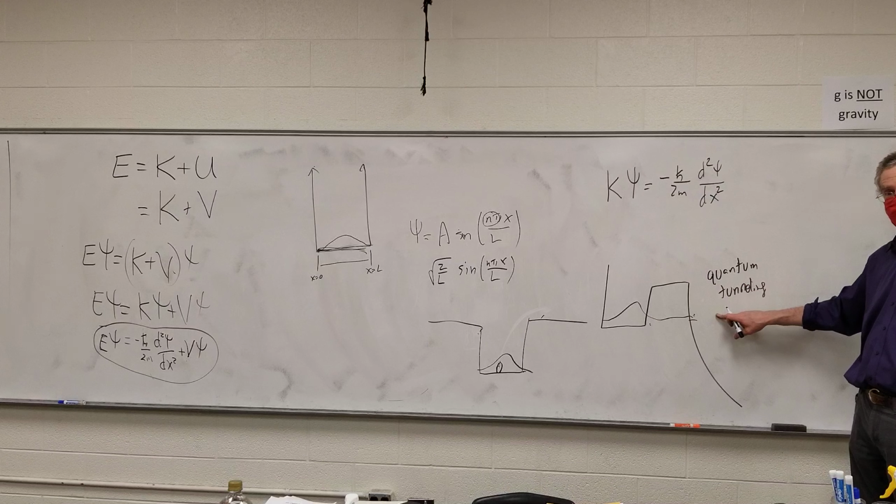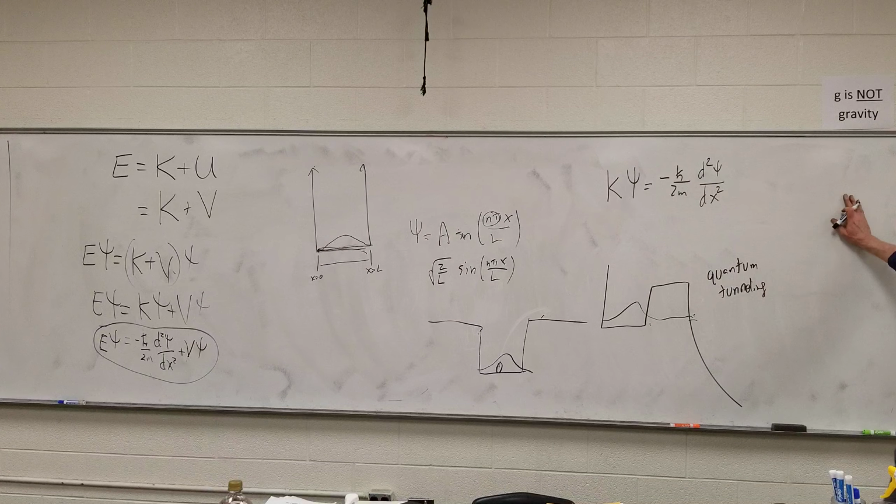And again, the smaller the barrier, the more probability that an electron will suddenly appear over here. So leaning against the wall right here, there is a non-zero probability that I will suddenly appear in the bathroom. Except for the fact that you're looking at me.